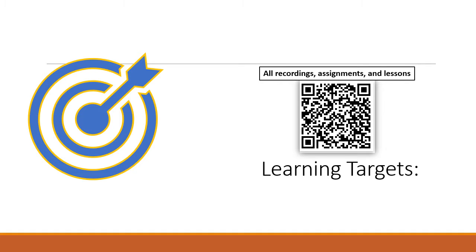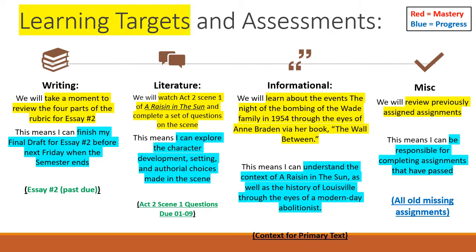Here are our learning targets for today. For writing, we're going to take a moment to review the 4 parts of the rubric for essay number 2, and this means you can finish your final draft for essay number 2 before next Friday when the semester ends. For literature, we're going to watch Act 2, Scene 1 of A Raisin in the Sun and complete a set of questions on that scene, which will allow us to explore the character development, setting, and authorial choices that are being made in that scene.